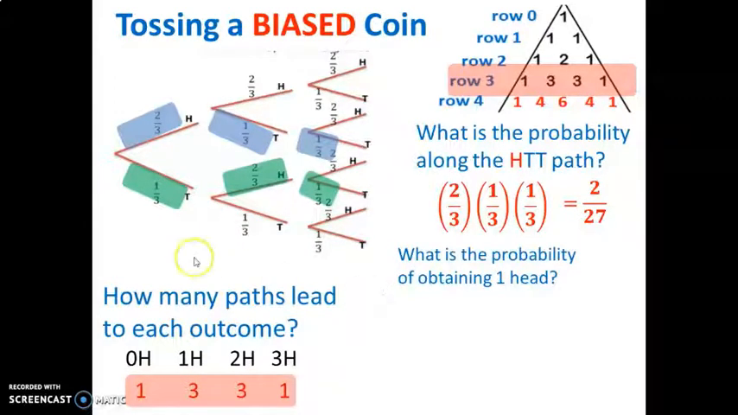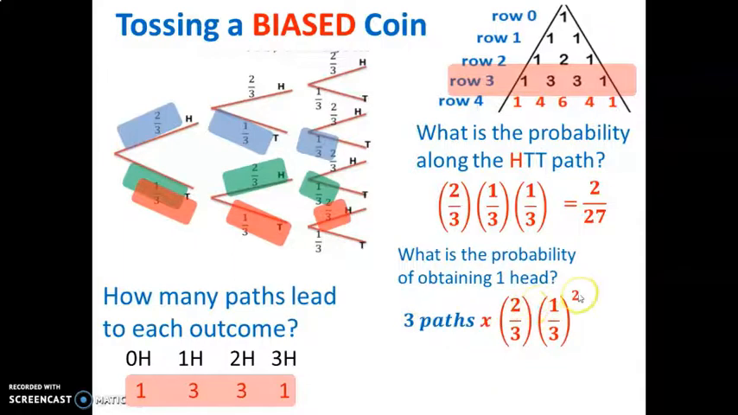Here's another one head path, tails, heads, tails. And here's the third one, tails, tails, heads. So those are the 3 paths that lead to one head. We can again see right here, 3 of them. Now, you can just do 3 paths times the probability we just found, which is 2/3 times 1/3 squared, right? So we're starting to create an important formula.